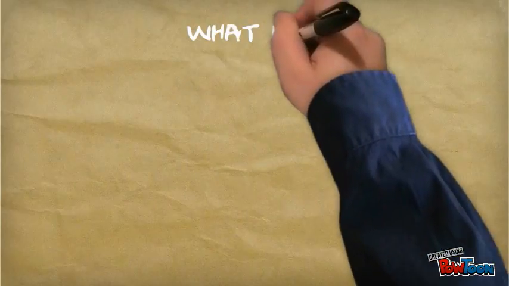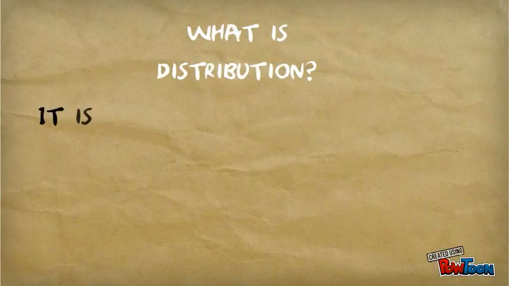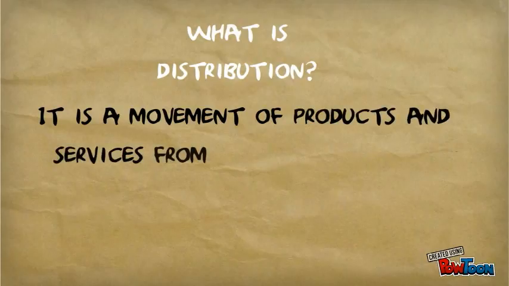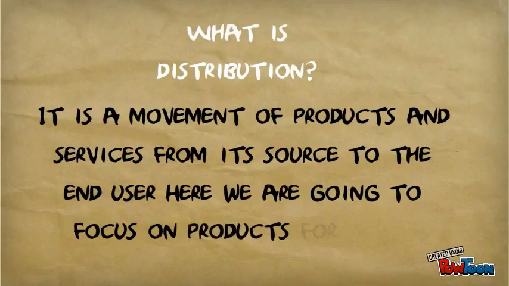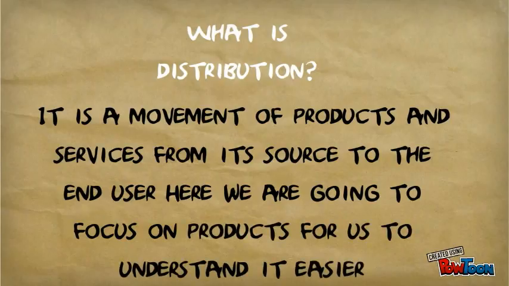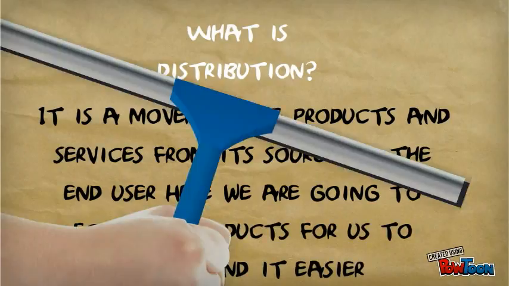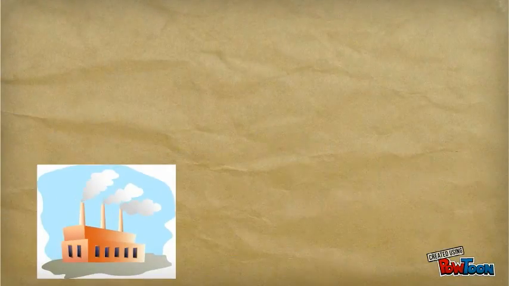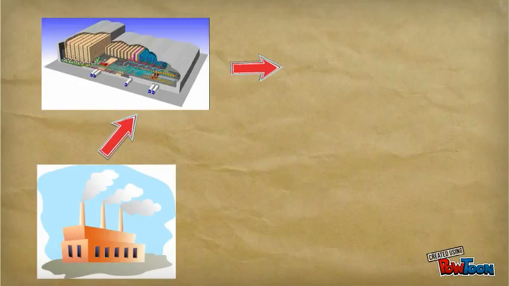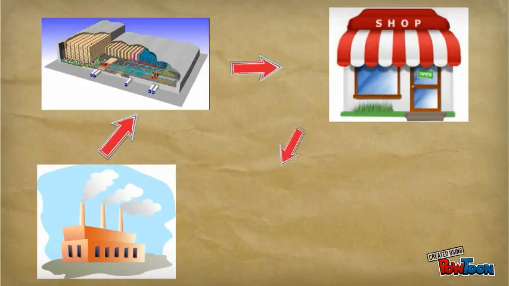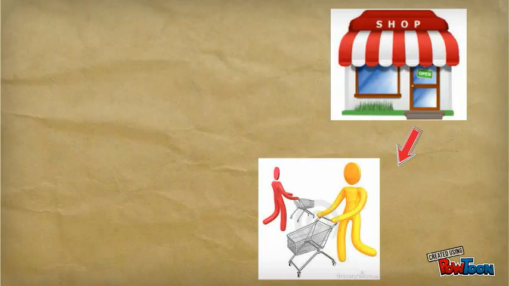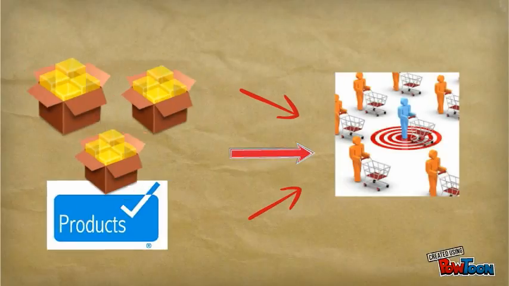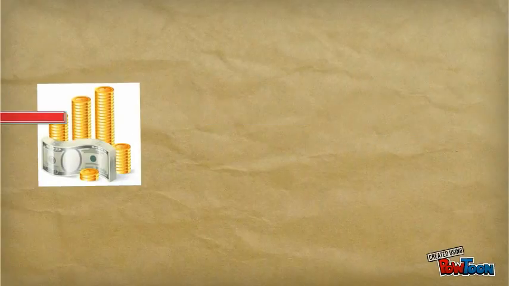First, what is distribution? It is the movement of products and services from its source to the end user. Here we are going to focus on products for us to understand it easier. How is distribution done in business? Products are produced in the factory, and the finished goods are taken to warehouses in the cities. Then they are supplied to the shops or retailers where consumers can go and buy from them. Once the consumer buys the product, he pays the retailer.